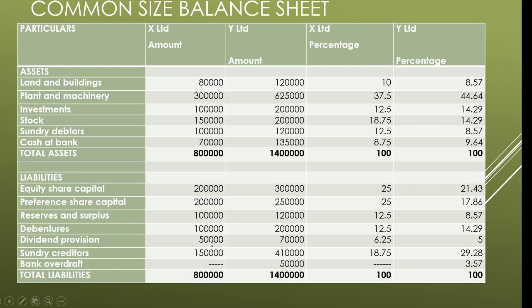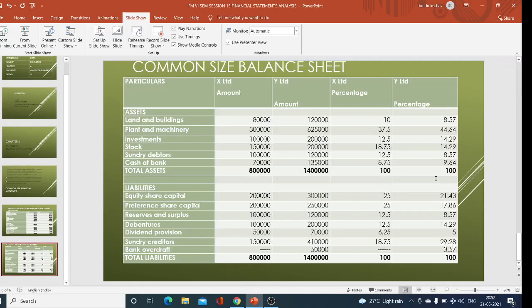Dividend provision 50,000 divided by 8 lakh into 100, 6.25%. Sundry creditors 1,50,000 divided by 8 lakh into 100, 18.75%. Bank overdraft nil. Again for the next company, that is Y Limited, 14 lakhs is the total. 14 lakhs is taken as 100 and it is written here. Then each item is taken one by one, that is 3 lakh rupees, 3 lakh divided by 14 lakhs into 100, 21.43.